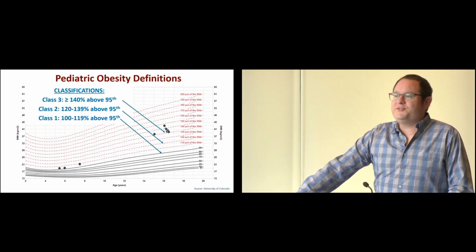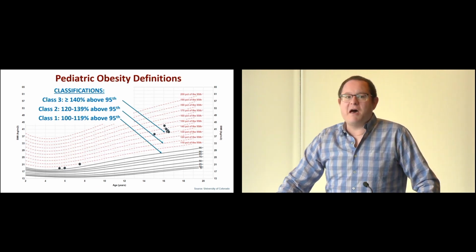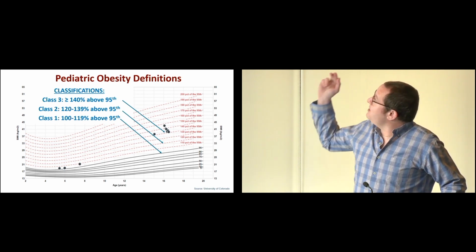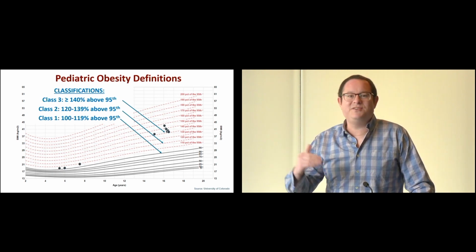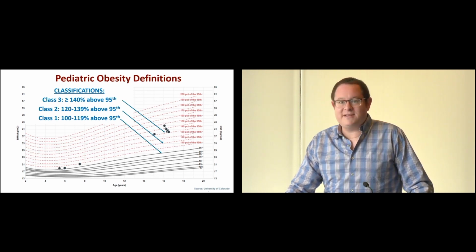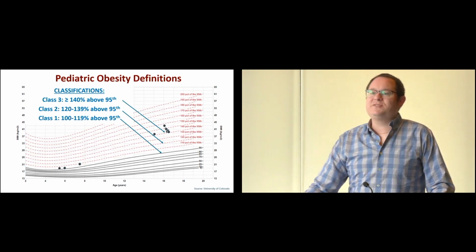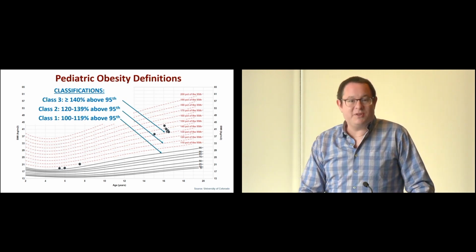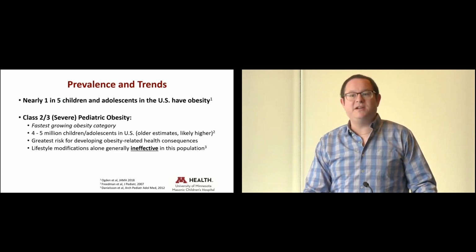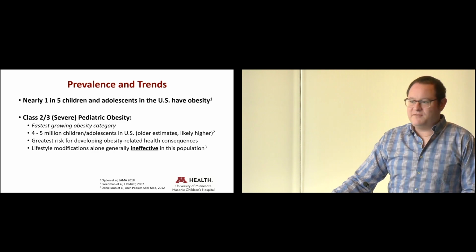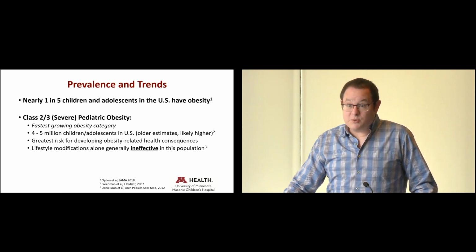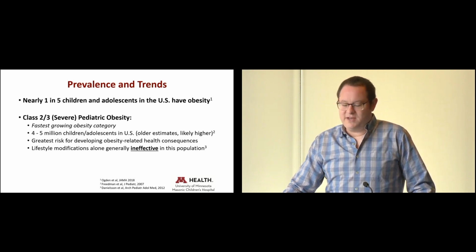So pediatric obesity can be defined in 3 different classifications, with class 1 being the 95th to 1.2 times the 95th percentile, then 1.2 to 1.4 being class 2 pediatric obesity, and class 3 being 1.4 times and above. So that's the usual definitions that we use. As far as the prevalence and trends in adults, around 40% of adults living in the U.S. have overweight or obesity right now, and nearly 1 in 5 children, so around 20% of all children living in the U.S., have obesity.